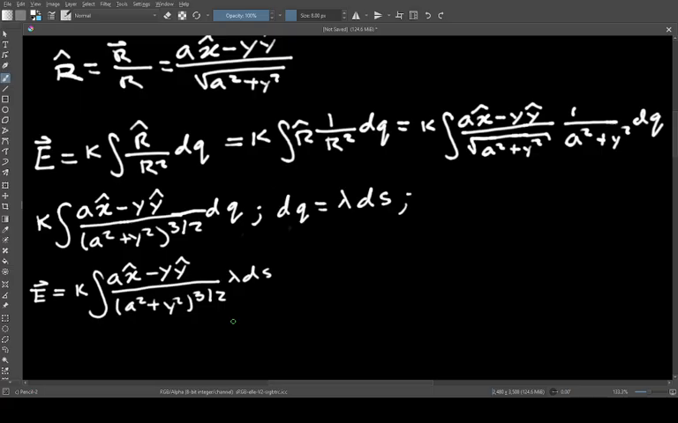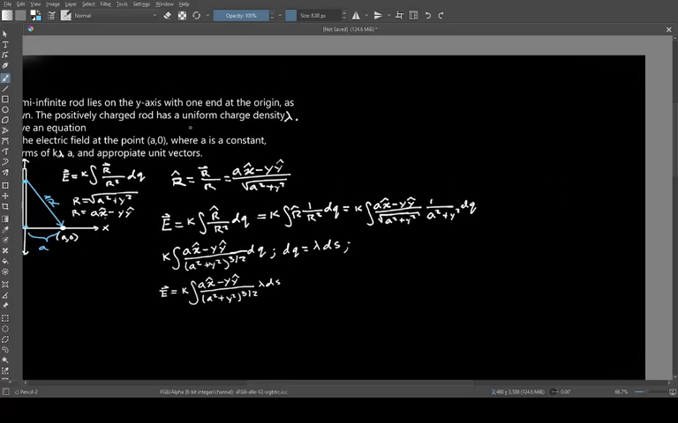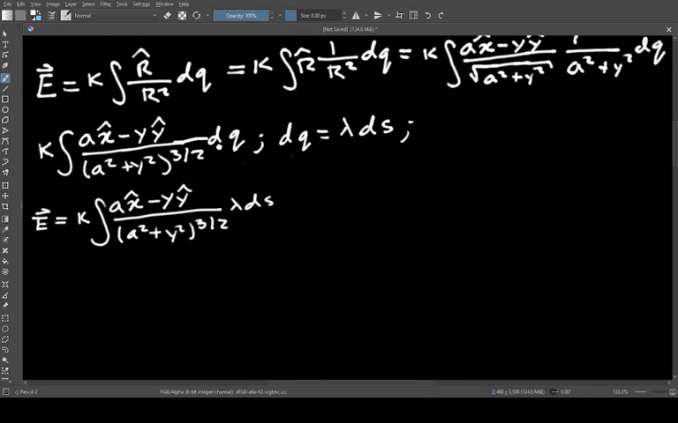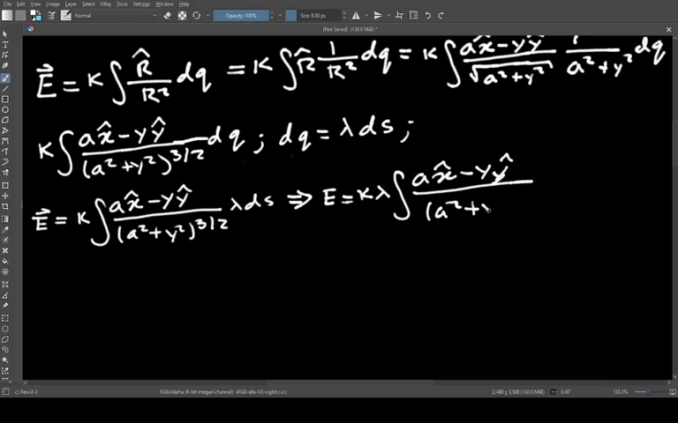Now, since the rod has a uniform charge density, which was inside the question right here, we can pull that out. So that means that this integral will now become this. E equals k lambda times the integral of (a x-hat minus y-hat) over (a squared plus y squared) to the power of 3/2 ds.